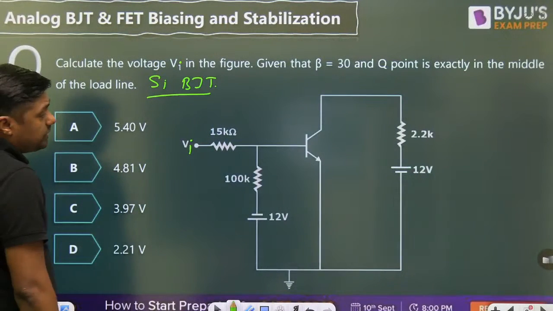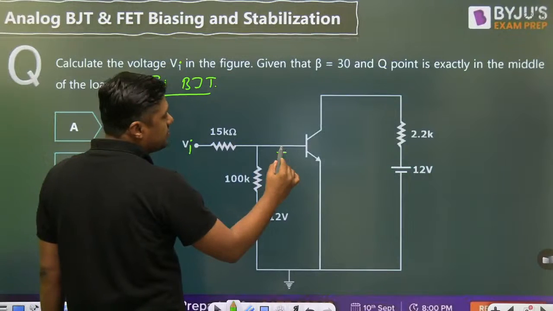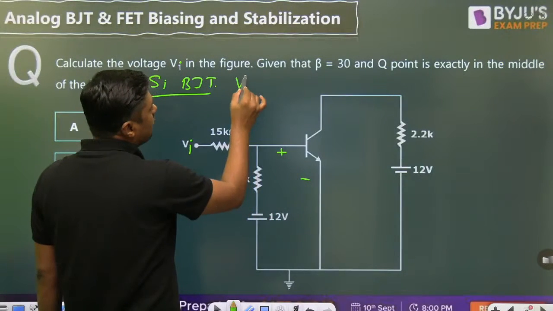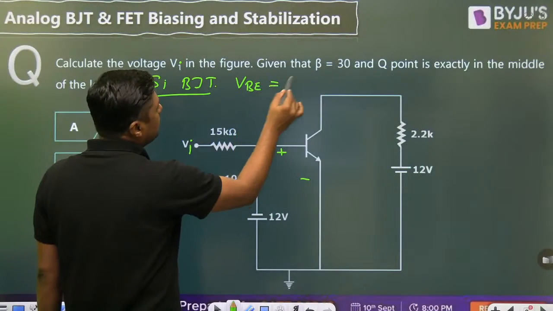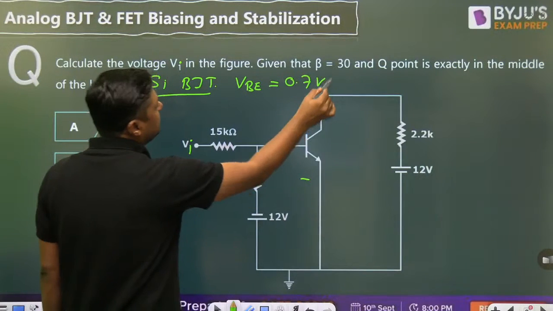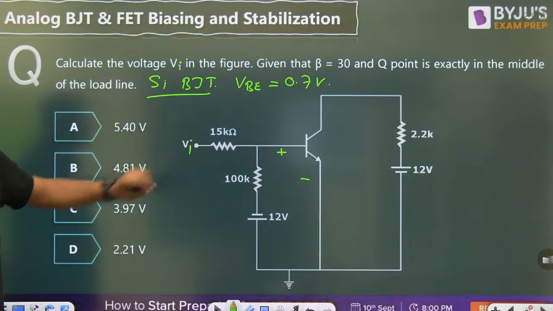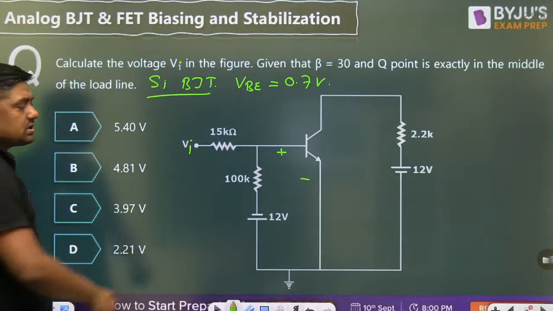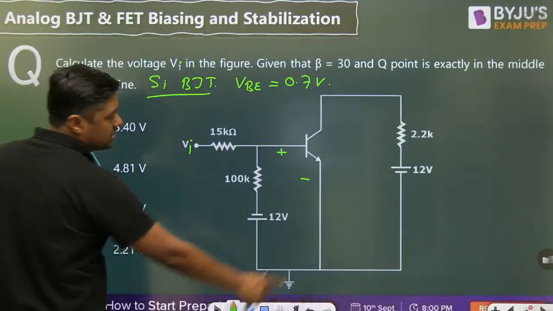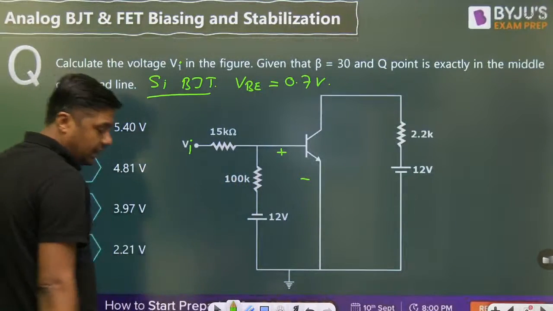For silicon BJT, what is the value of the VBE? The value of the VBE will be given in the question. Otherwise, by default, you can take this value, 0.7 volt. Calculate the voltage VI. We have to calculate the voltage at this point. What will be the voltage? This is the minus 12 volt battery connected here. This is the ground and that is the diagram.